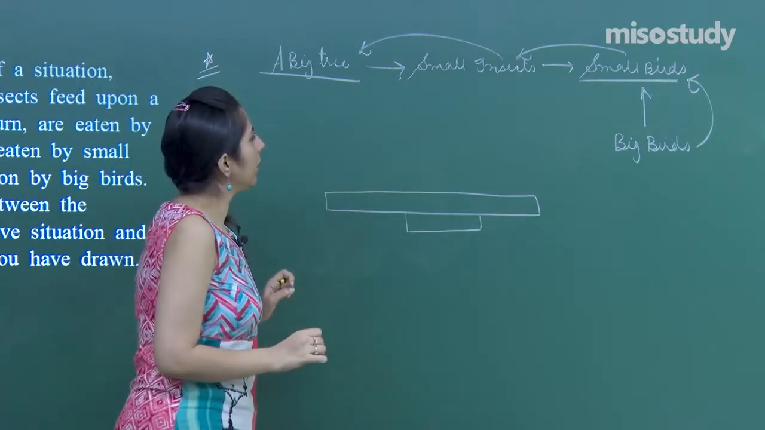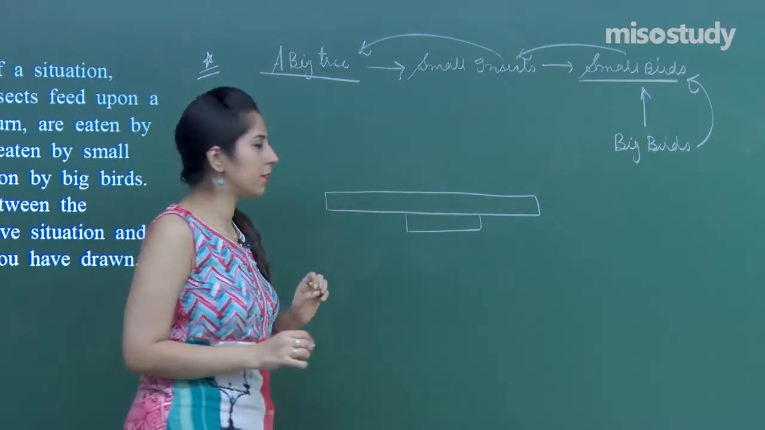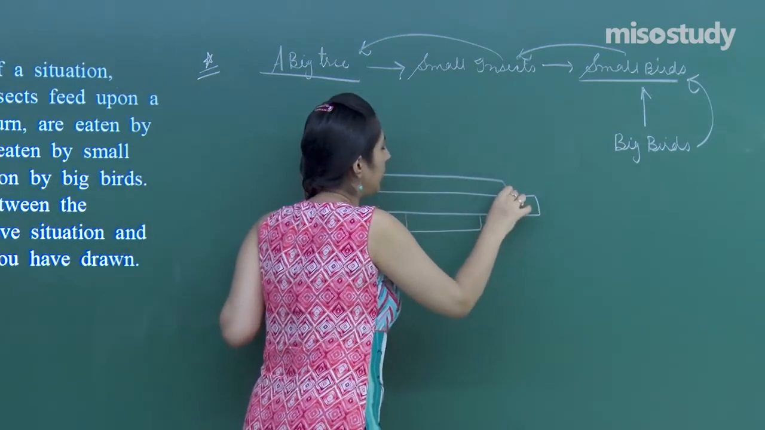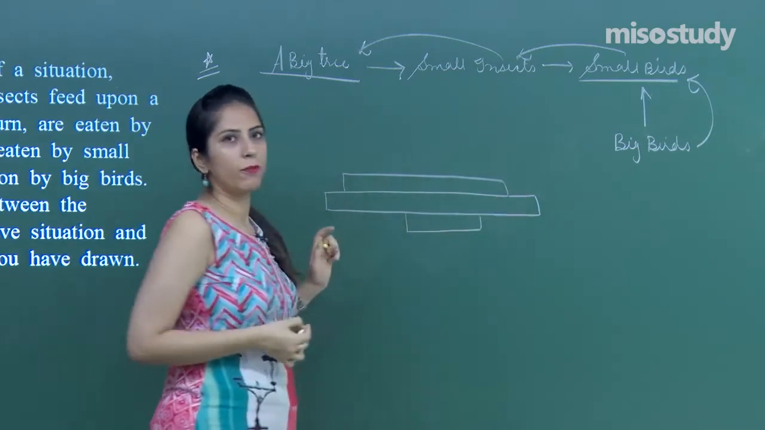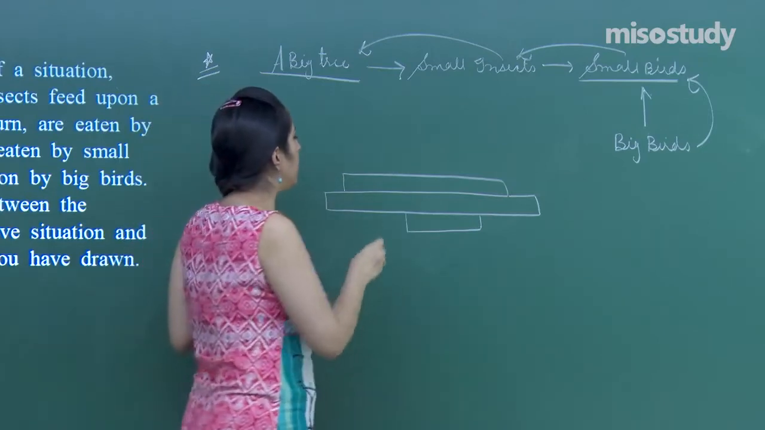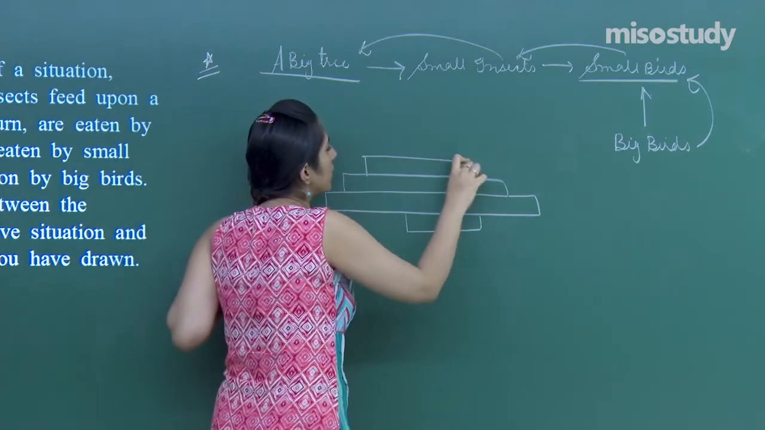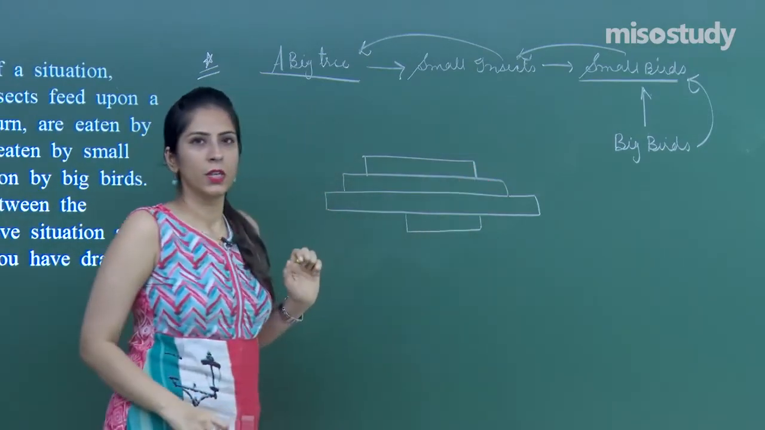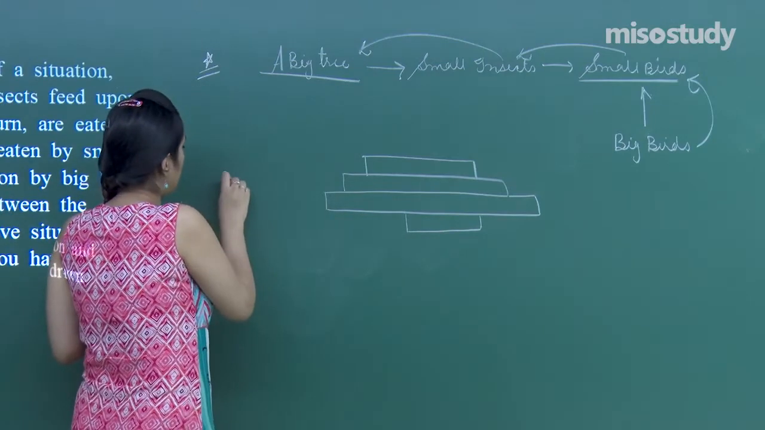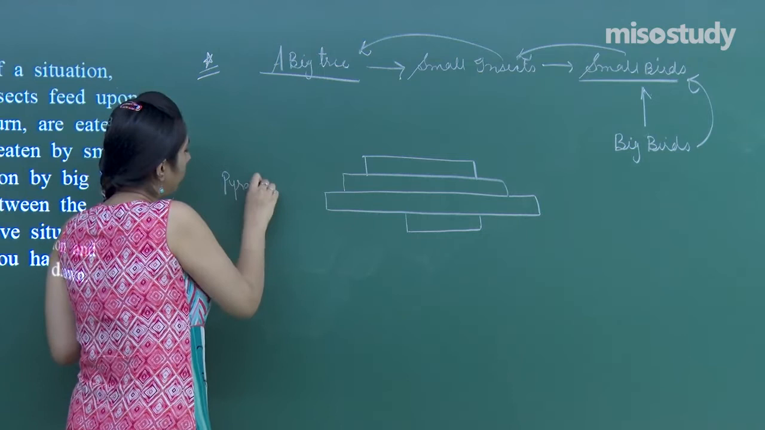After that, we have small birds. Small birds will be there. Obviously, they will be more than one number, that is, one tree. After that, we have big birds, which will be much smaller in number. So this is called a pyramid of number.